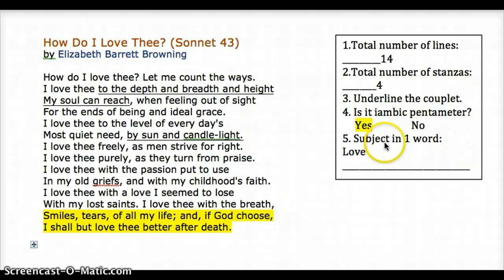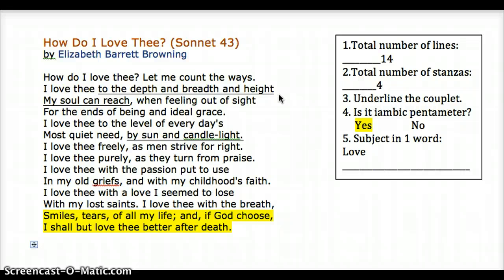And then it doesn't sound like iambic pentameter at first, but it is. Subject in one word, then we will say is love. Underline some things here for you to think about. She writes, I love thee to the depth and breadth and height my soul can reach.